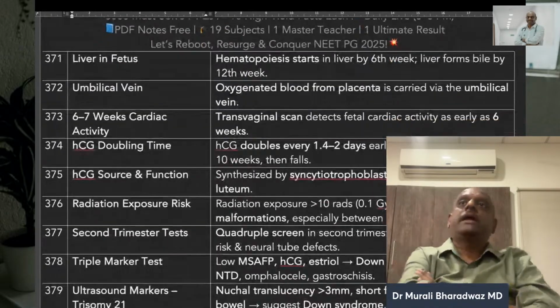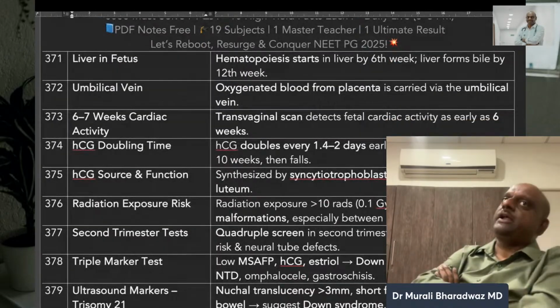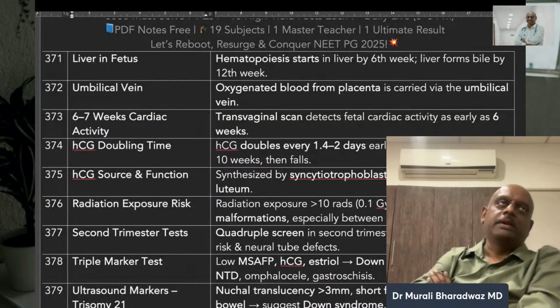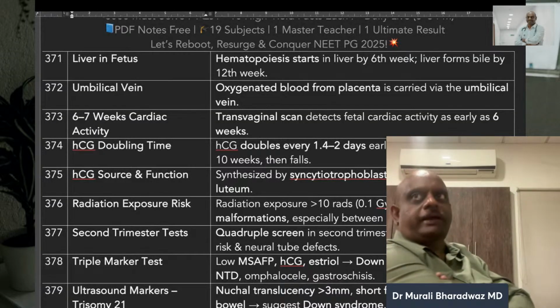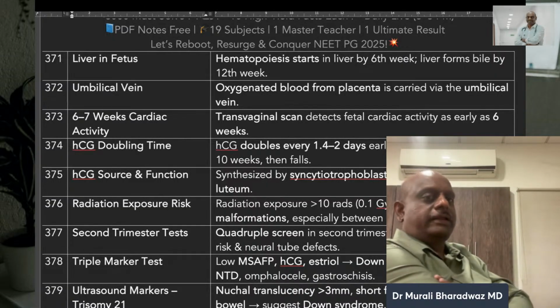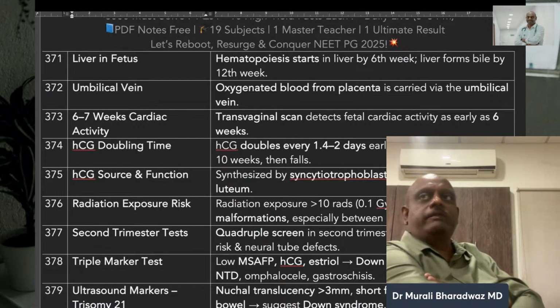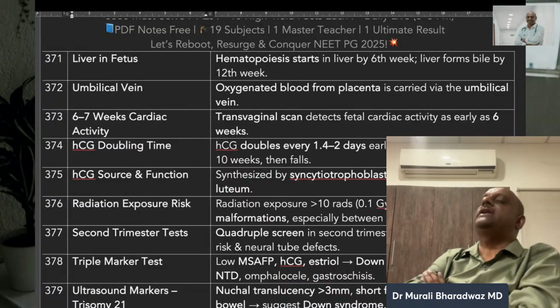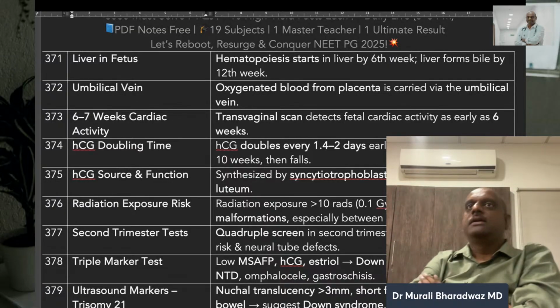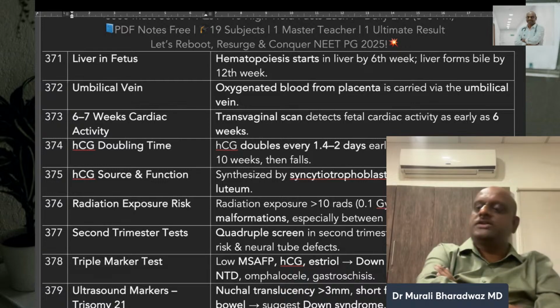Now, coming to the hematopoiesis. When is the liver the hematopoietic organ? 6th week. And liver forms bile by 12th week. Then, when will transvaginal ultrasound find the fetal cardiac activity? By 6th week. How frequently will the HCG be doubling?